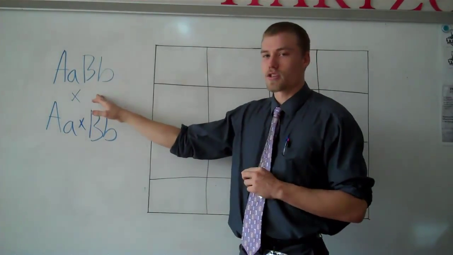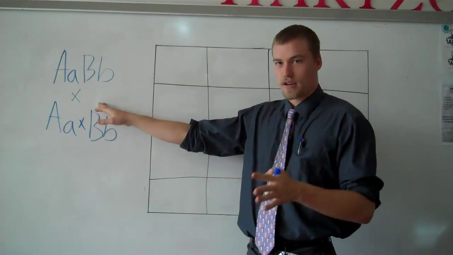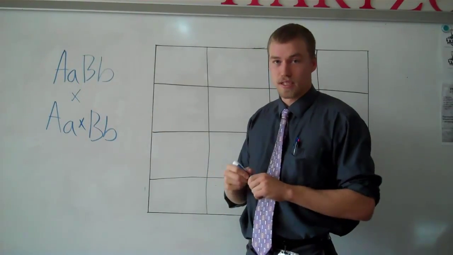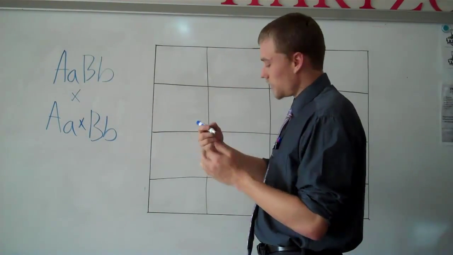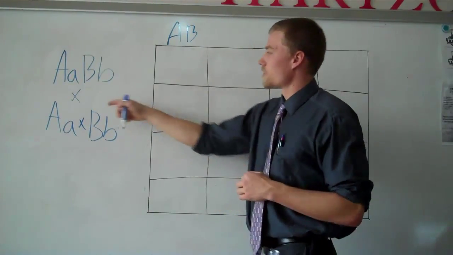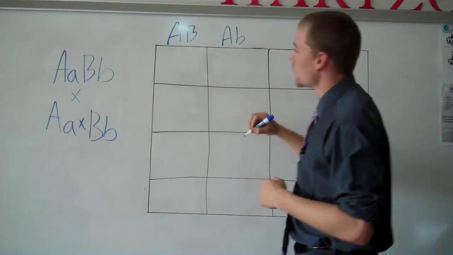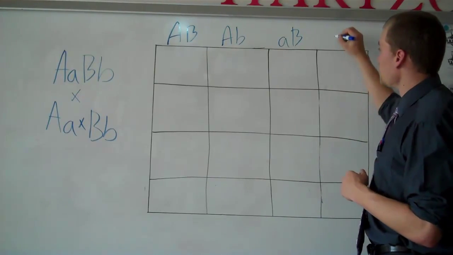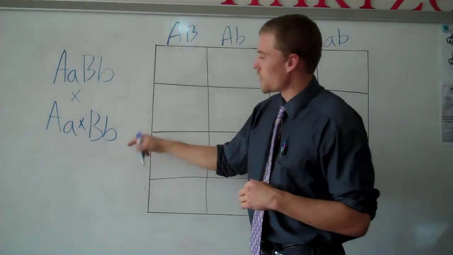Now, remember, the segregation of alleles says that every gene or trait has an equal chance of being inherited versus another. So what we're going to need to do is come up with each of the different possibilities for these traits. The first possibility we can have is big A, big B. We can also have big A, little b. We can do little a, big B. Or we can also do little a, little b. And it's going to be the exact same thing for the other individual.